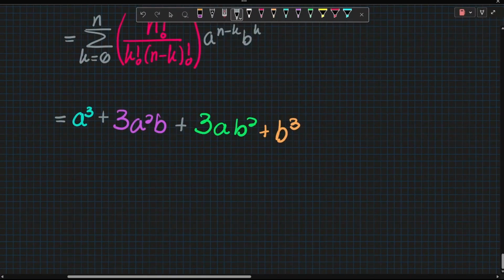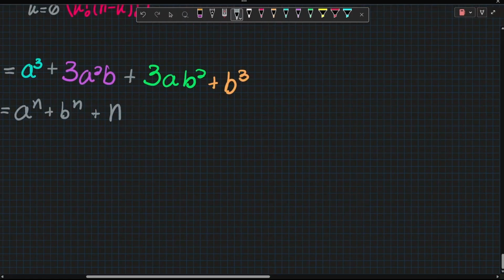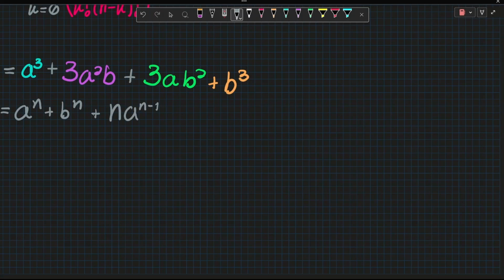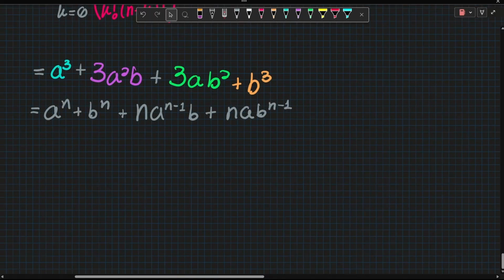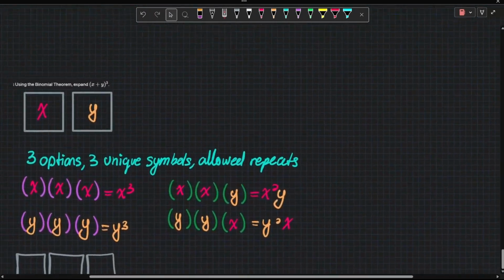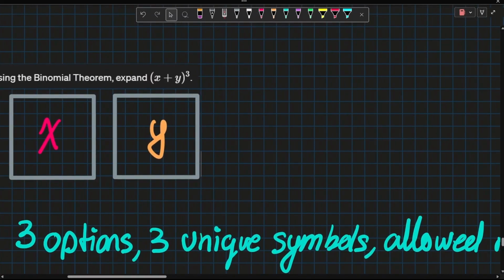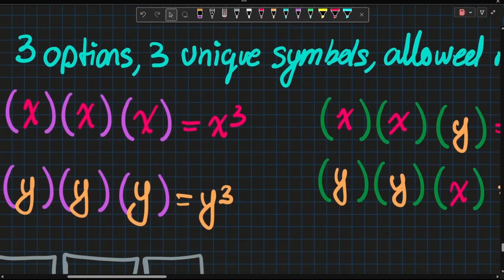Just to generalize, you always have a to the n and b to the n. Then you have, this is just happenstance, a to the n minus 1 times b, times n. It won't always look like that. This is just what you have here. And you can use that to expand any polynomial. Just be mindful that sometimes they might ask you for, let's say, the third value, or when k is equal to 1 or something like that. They might ask you for a specific value. That's really easy to plug in.